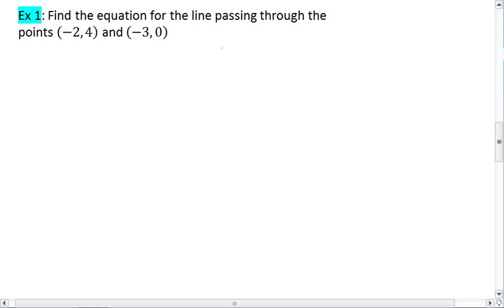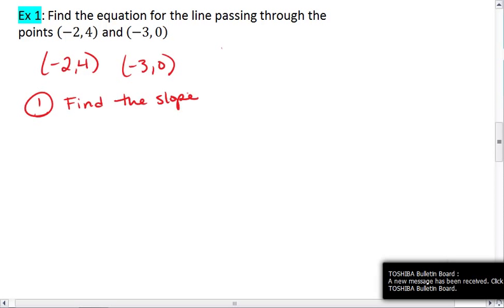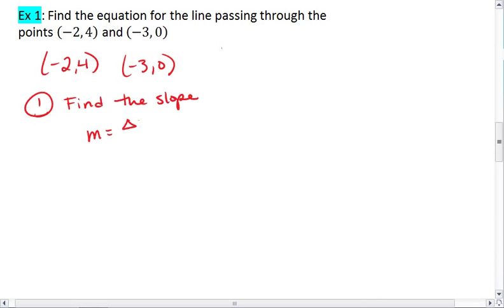We are given the points -2, 4, and -3, 0. The first step we want to do is to find the slope. We'll use these points where m equals the change in y over the change in x.